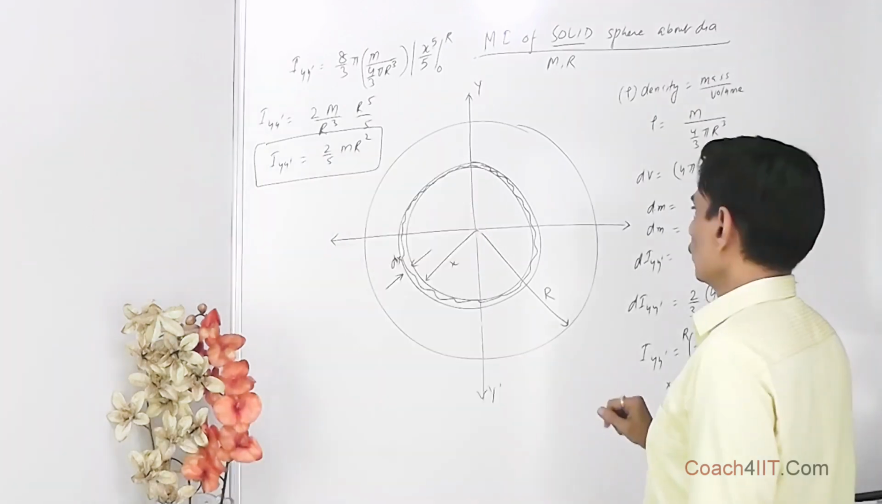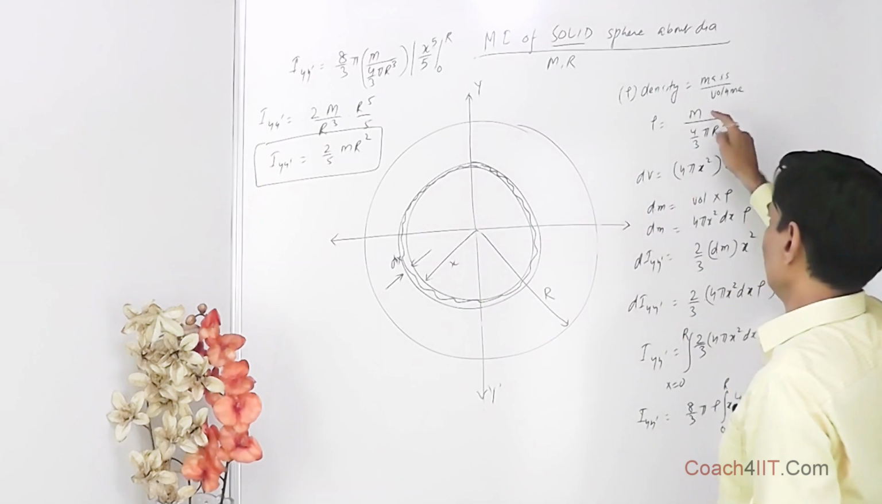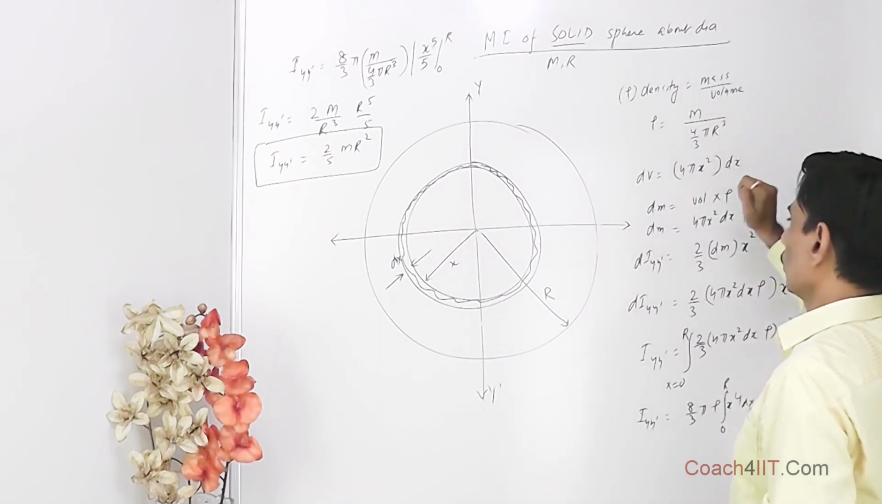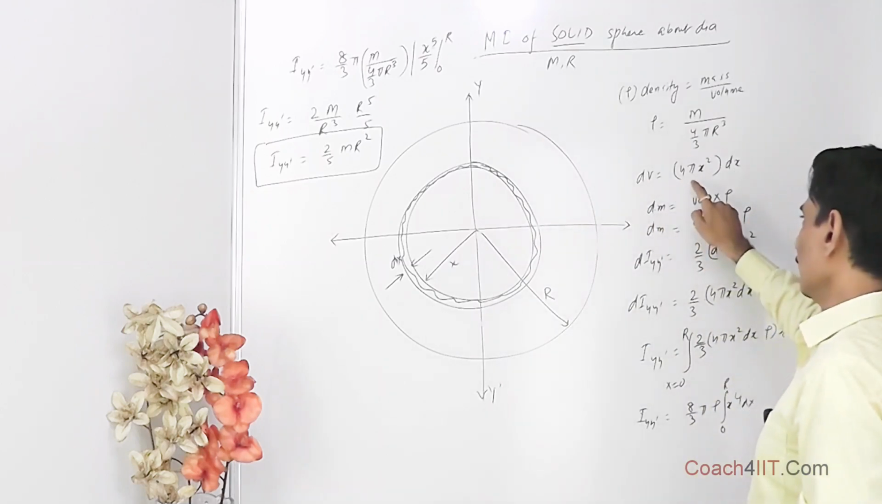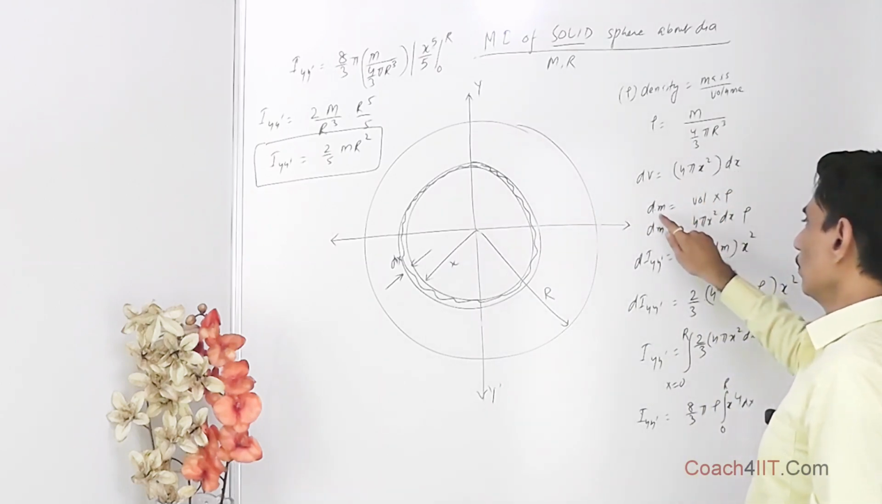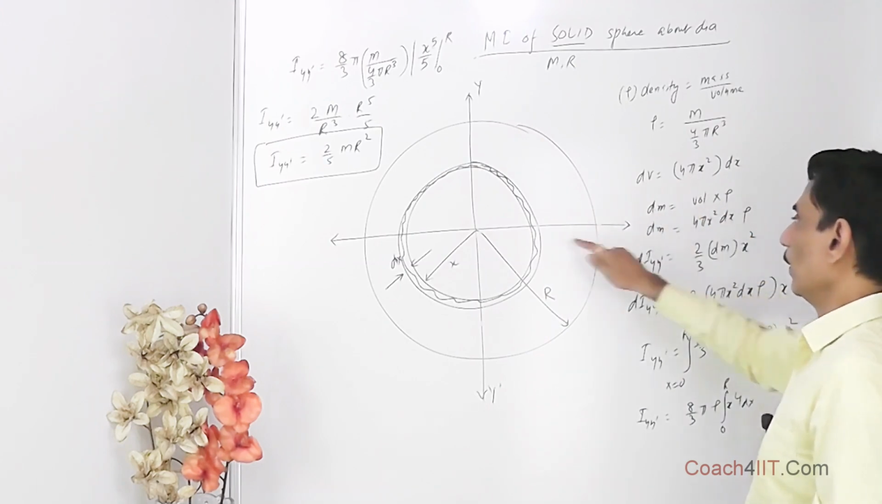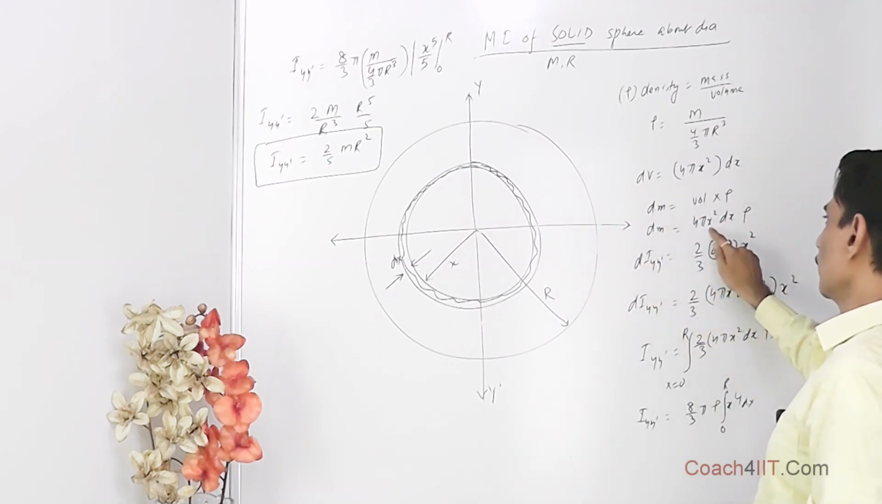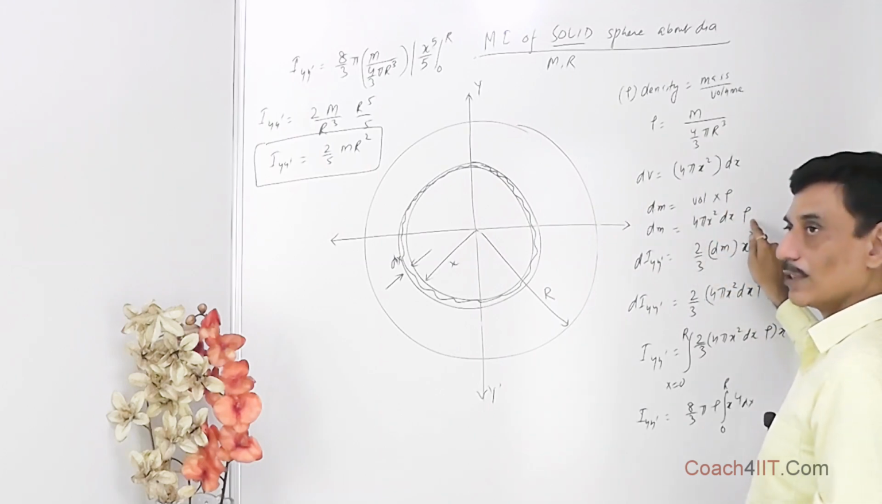Let's look over here. Density is mass by volume. The mass of this solid sphere is m, and the volume is 4/3 πr³. The differential element of volume is 4πx² dx, as we have just found. So the differential element of mass is volume into density, the volume of this sphere only, that is 4πx² dx times density.